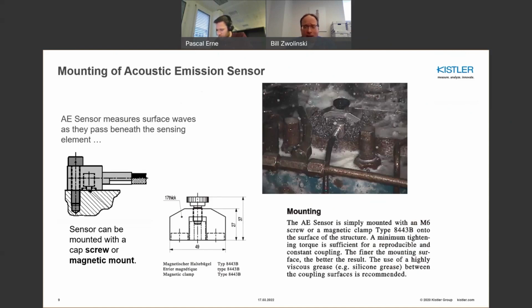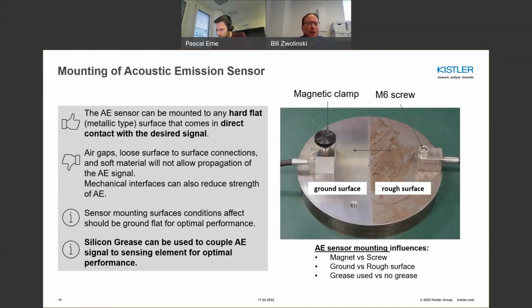So it's a very common technique to use either a screw mount or some sort of clamping method to push the sensor down into the test article. In terms of things to remember with mounting of acoustic sensors, the surface flatness or finish is a parameter that you should take note of.